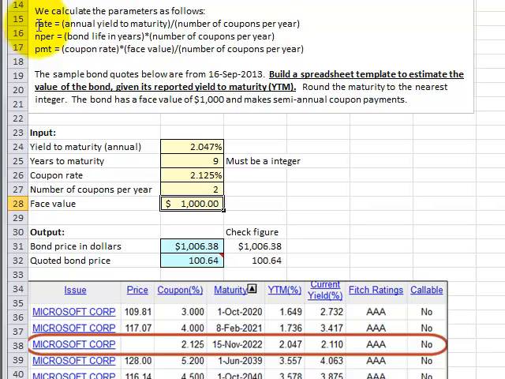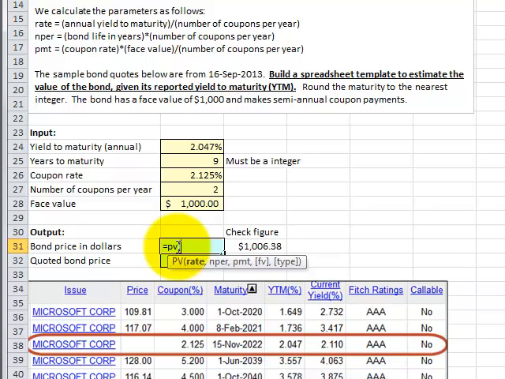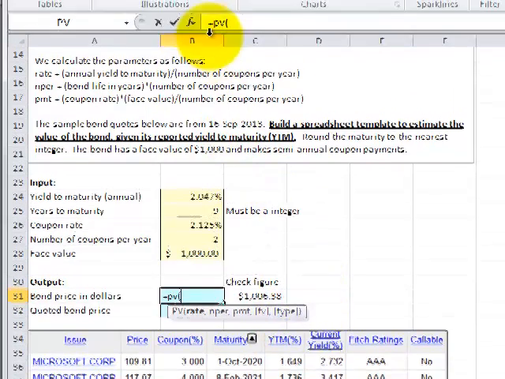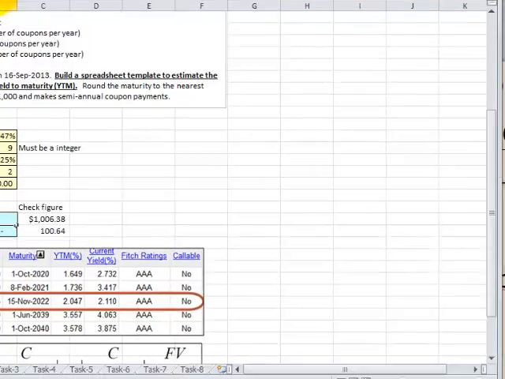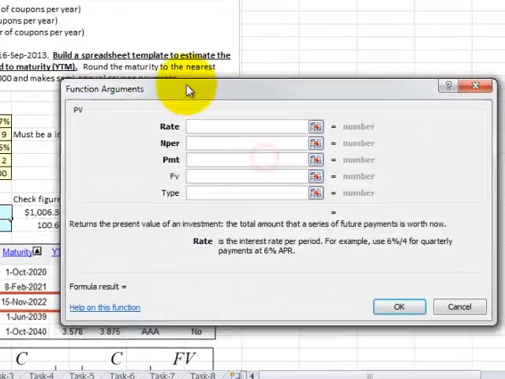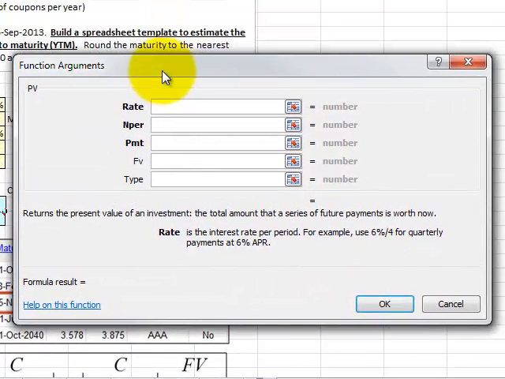First, we'll have to calculate the inputs as indicated up here. We'll start from scratch. We'll type equals PV, and we can see that Excel is prompting us for the inputs. A really handy feature is to come up here onto the formula bar and click the insert function after we typed equals PV and the left parenthesis. When we do that, a function argument box will pop up for us.